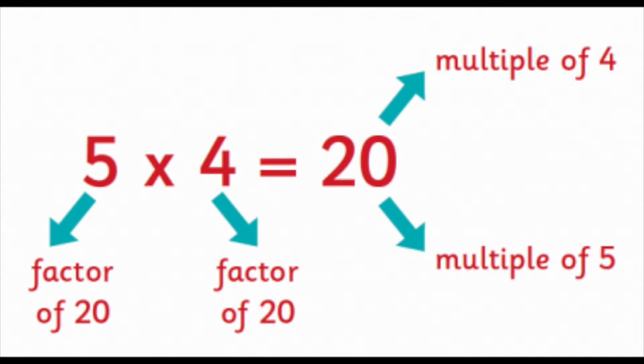A multiple is, if you skip count by that number, you would get to 20. That's where they're similar, in the fact that if you count by ones, you'll get to 20. So therefore, one is a multiple. If you count by twos, you'll get to 20. Therefore, two is a multiple. If you count by threes, you will not get to 20. So three is not a multiple. That's how they are similar.